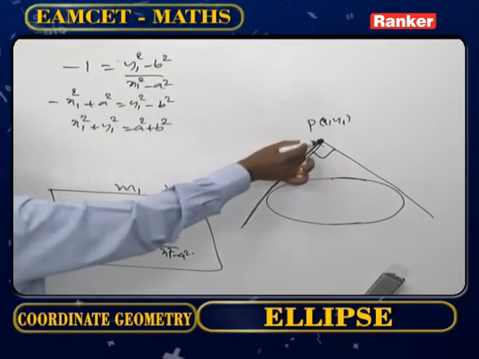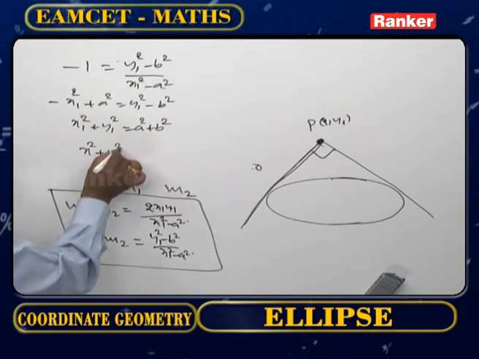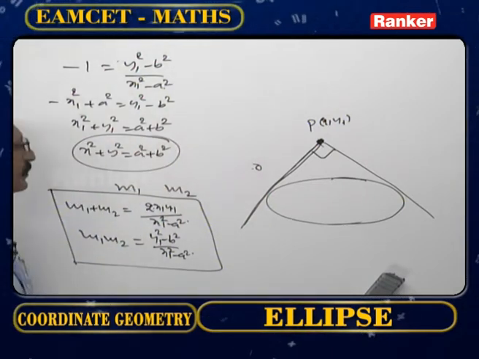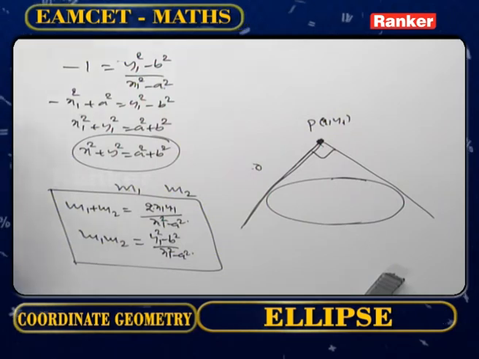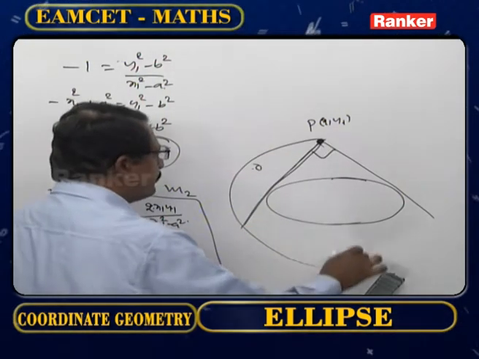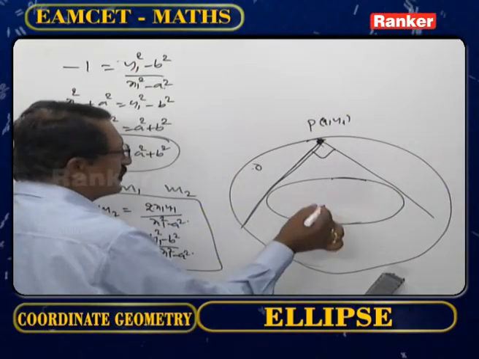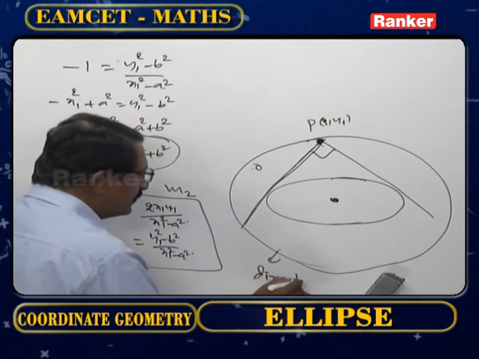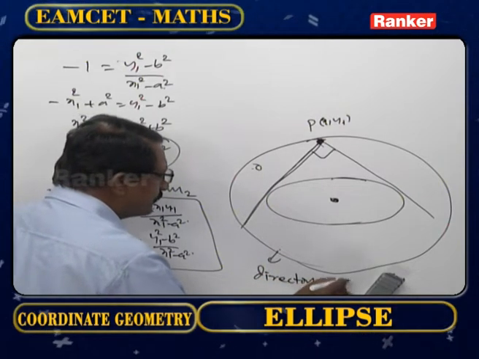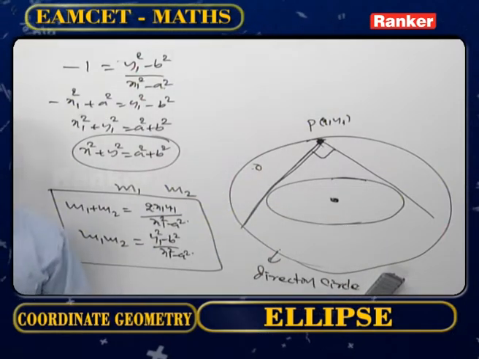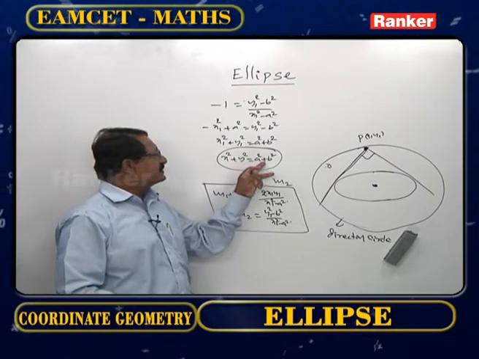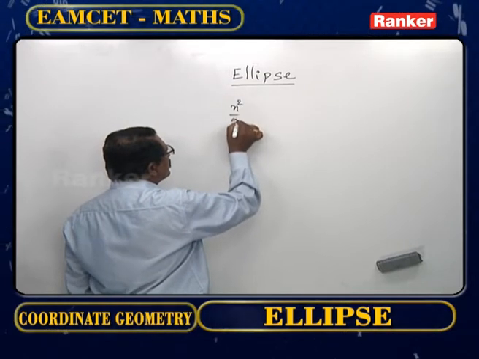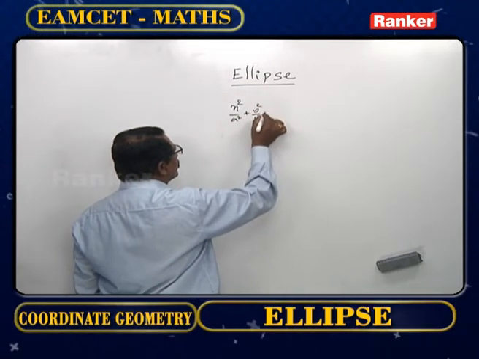Now the locus of (x1, y1) is x square plus y square equals a square plus b square. Now it is a circle. The locus of the point of intersection of perpendicular tangents to the ellipse is a circle which is concentric with the given ellipse. This circle is called the director circle of the given ellipse. The director circle equation is x square plus y square equals a square plus b square, if the ellipse equation is x square by a square plus y square by b square equals 1.